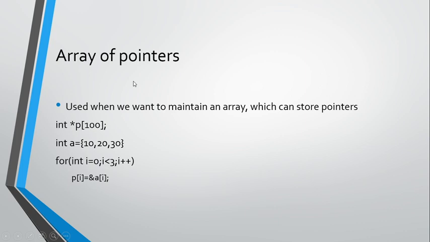Next thing, array of pointers. So I want to create a lot of pointers. A pointer array is used when we want to maintain an array which can store pointers. So I'm going to declare a pointer array. An array of 100 pointers has been created, and each one has the address of these locations in this array. Same thing as what we had done earlier. The only difference is that instead of using int star p, I'm using int star p of 100. So it's an array of pointers.